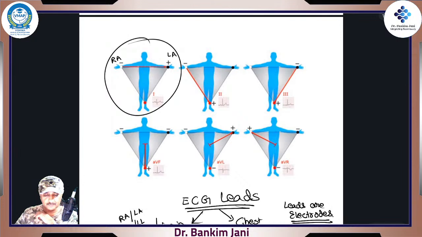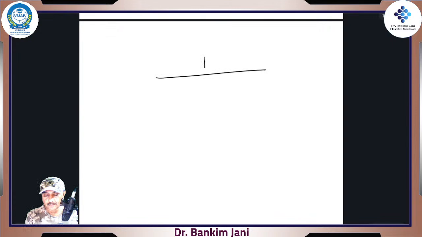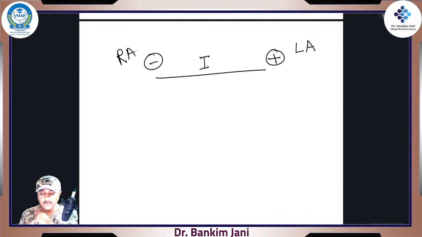So this first one, I'll just name it 1, and I'll draw it here. This is plus, this one is minus, this is right arm, this is left arm. That's lead 1. So I'll give the direction like this. You are watching, so current is going in this direction.